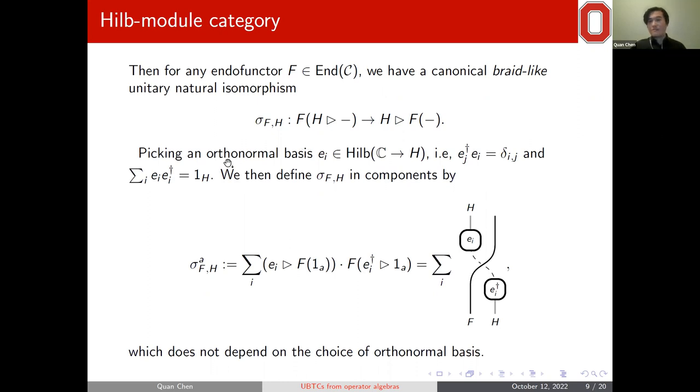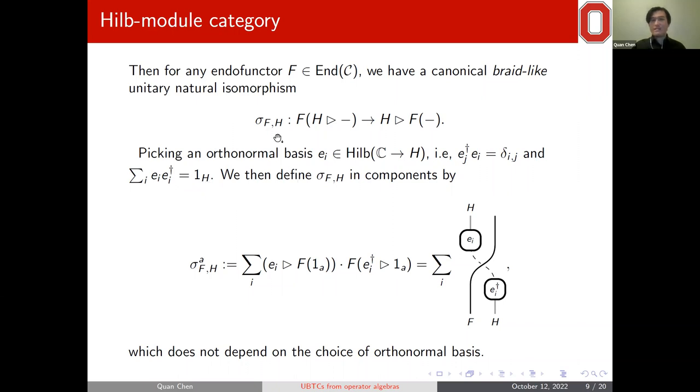If you pick an orthonormal basis e_i from C to H, then orthonormal means e_j dagger e_i equals delta_ij. Remember, source and target: e_i is from C to H, and e_j dagger is from H to C. Dagger switches the source and target. So this morphism is from C to C, one-dimensional, and we require that e_j dagger e_i is delta_ij. And also the sum over e_i e_i dagger, this morphism is from H to H, should be the identity on H.